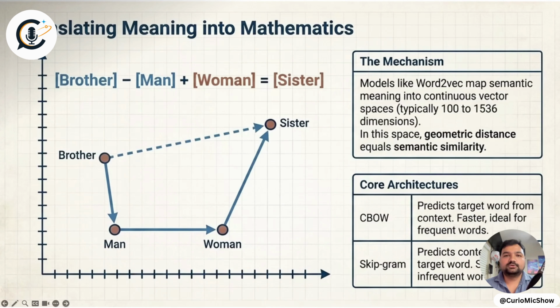So doctor and physician may be close. Refund policy and return policy may be close. Car and automobile may be close, and the model is not matching exact words. This is comparing meaning as geometry. That is why embedding is the translation layer between human language and machine search.